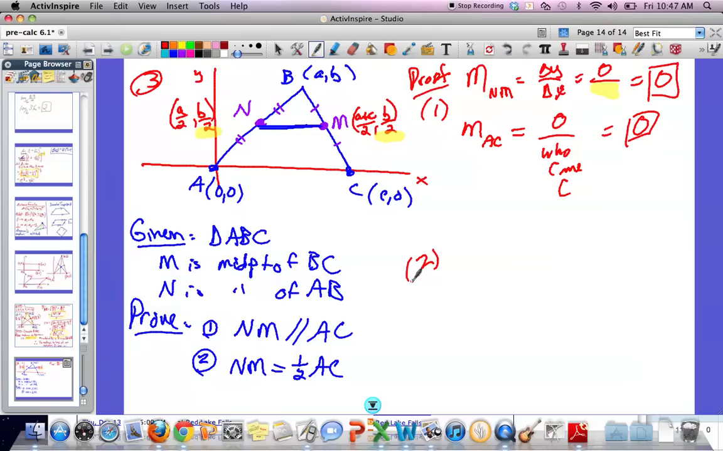I got to find the distance. All right, so what is the distance of AC? Well, it's a square root using that formula. Change in x, C minus 0 is C squared. 0 squared. Square root of C squared is C. And I guess you probably could have come up with that without the distance formula, right? I mean, how far is it from here to here? Well, it's C. How about the distance of NM?